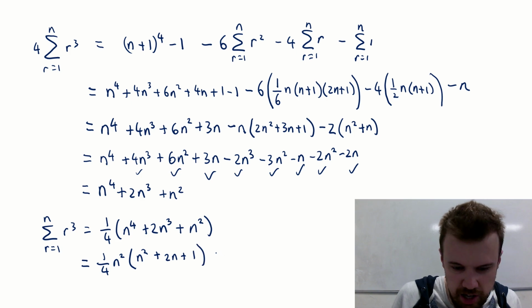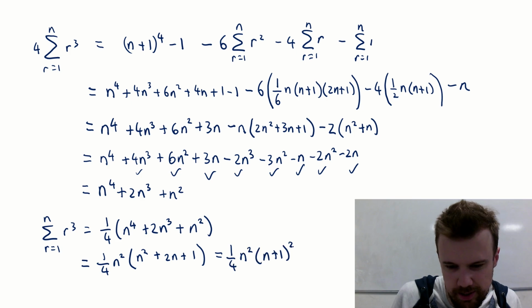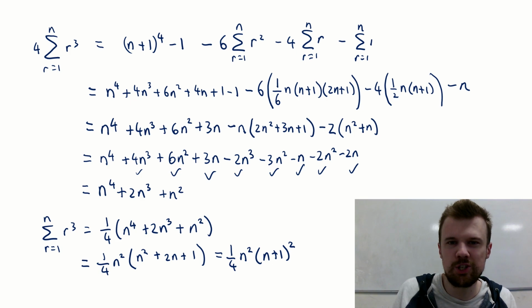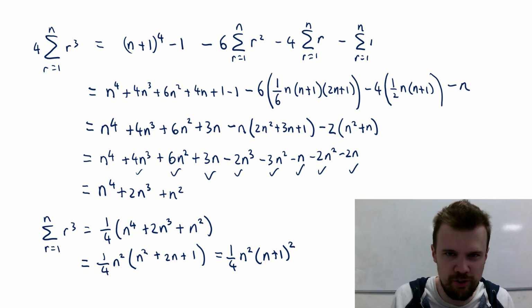And then what do you know? That quadratic that we've got left also does factorize. So we're going to end up with a quarter n squared, n plus 1 squared. Just like we needed to show. So there you go. That is the first question done.